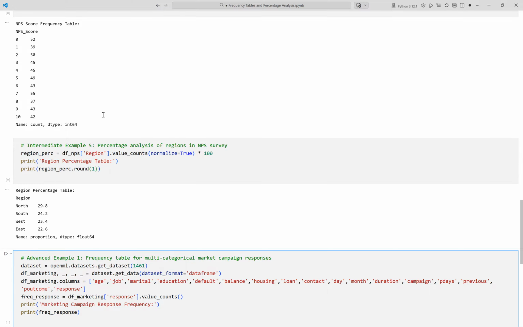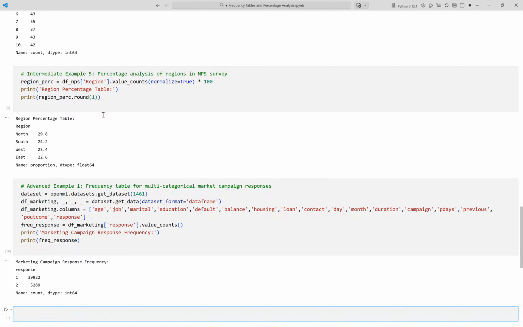Running the cell now. This frequency table shows the counts of 2 response categories, 1 and 2, from a marketing campaign dataset, highlighting that category 1 far outnumbers category 2, indicating a strong majority response type. Noticing the imbalance is crucial for interpreting customer engagement and potential bias in survey data. This reinforces the lesson on summarizing categorical data and the importance of understanding category meanings in market research.